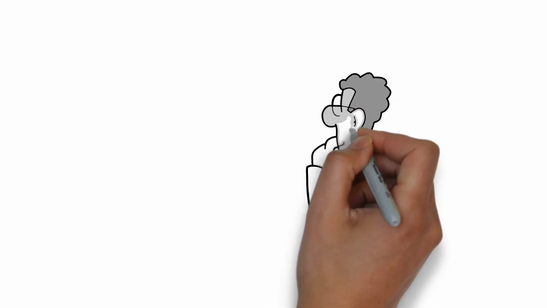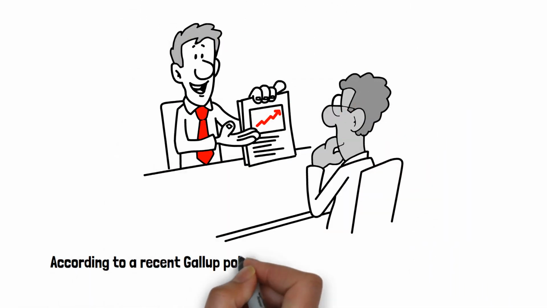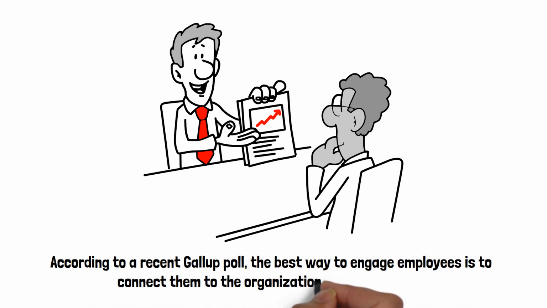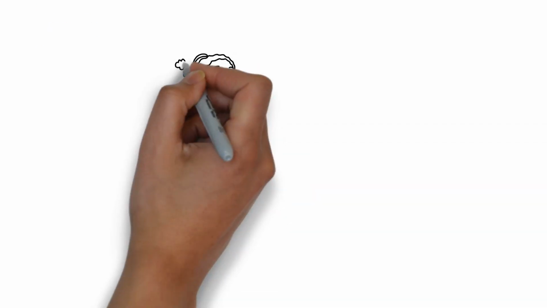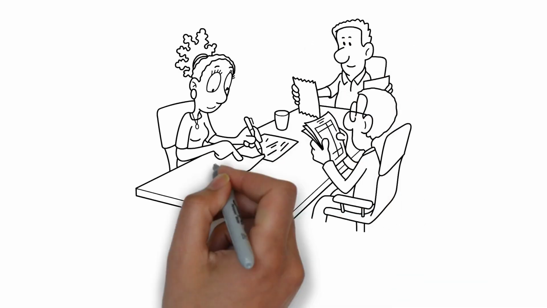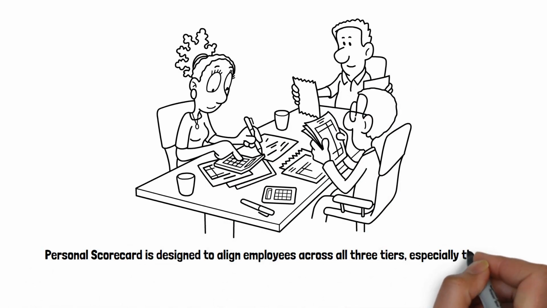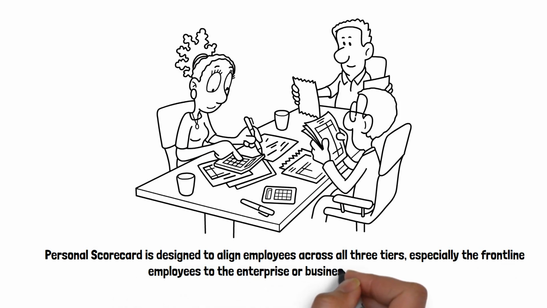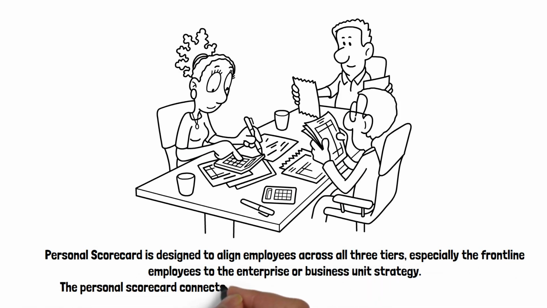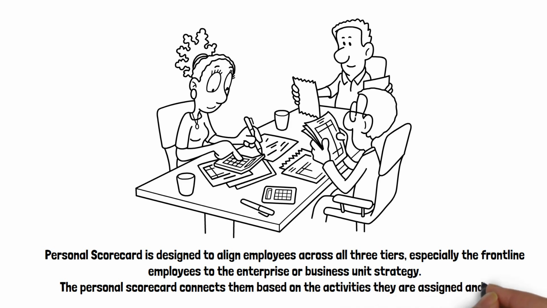According to a recent Gallup poll, the best way to engage employees is to connect them to the organization's strategic plan. Personal Scorecard is designed to align employees across all three tiers, especially the frontline employees, to the enterprise or business unit strategy. The Personal Scorecard connects them based on the activities they are assigned and own.